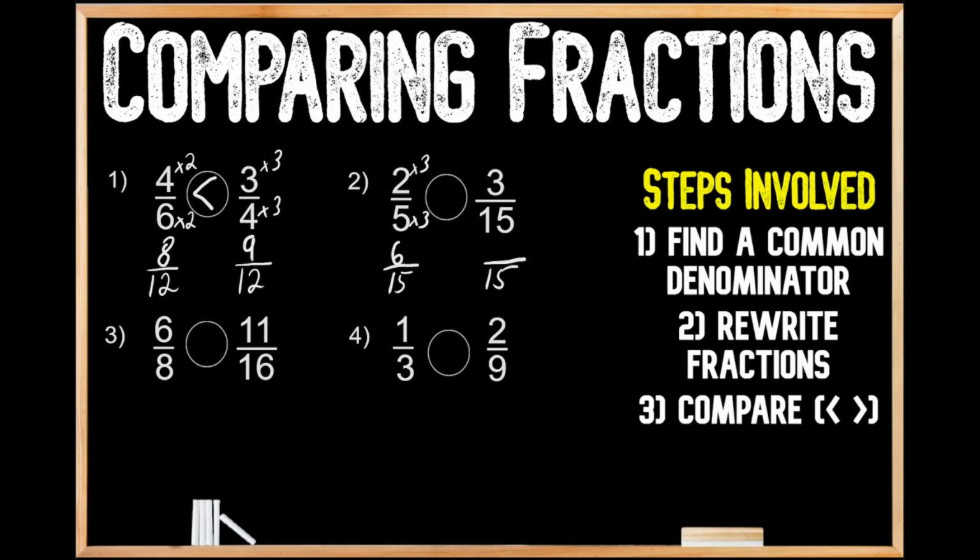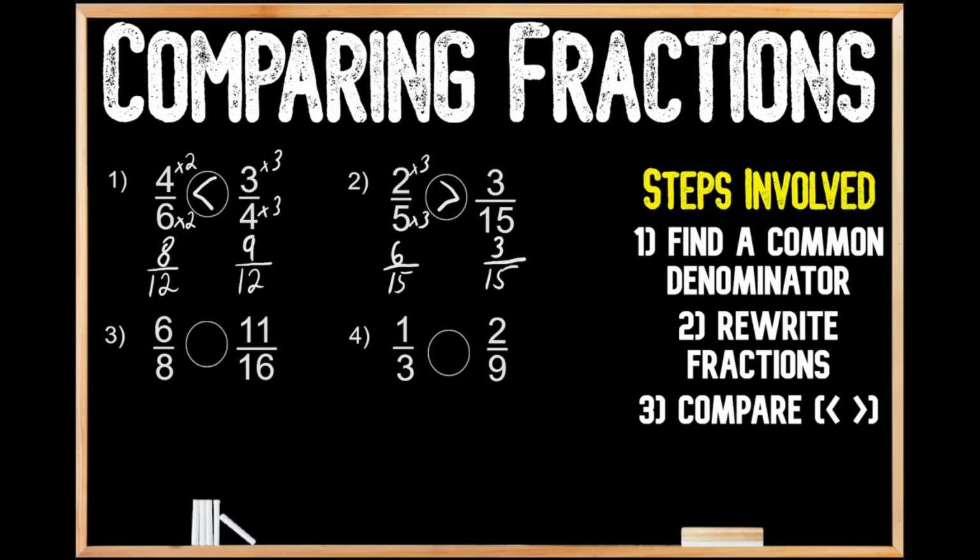And now we didn't have to do any changing to our second fraction here, so we can just leave the numerator as is. So now that we've finished step number 2, we can go ahead and compare them. And we can see that 6/15 is greater than 3/15. So the alligator always eats the larger fish, and 2/5 is greater than 3/15 for question number 2.